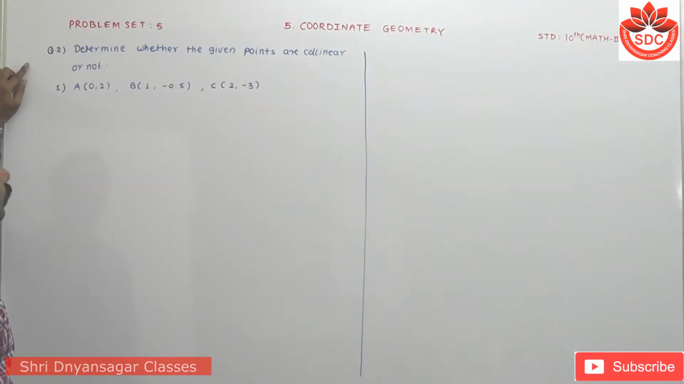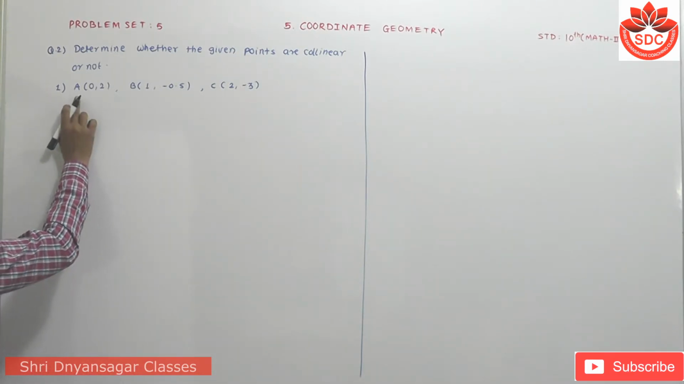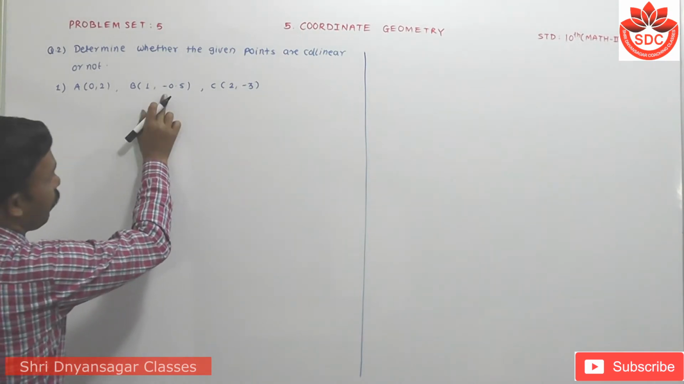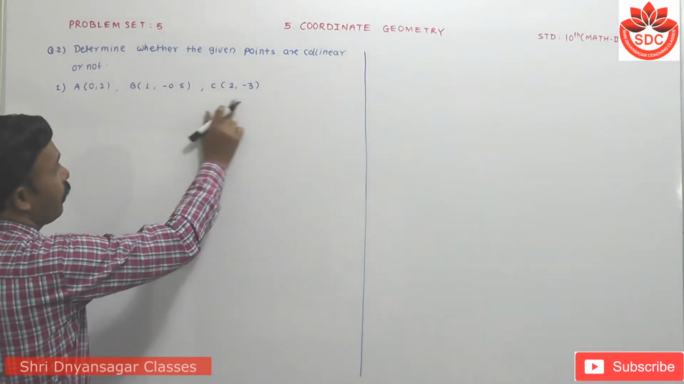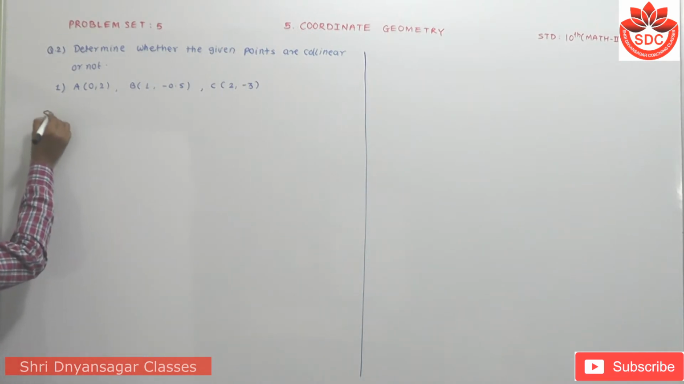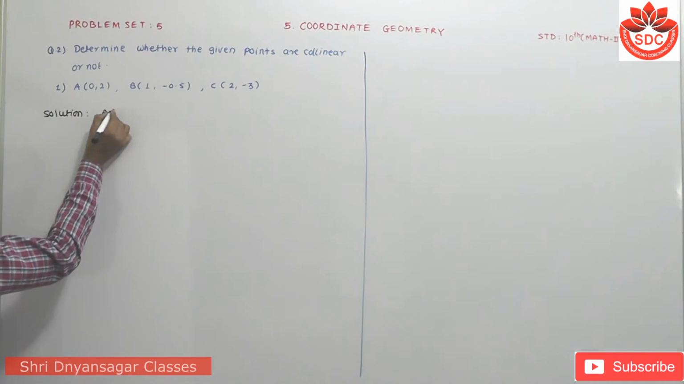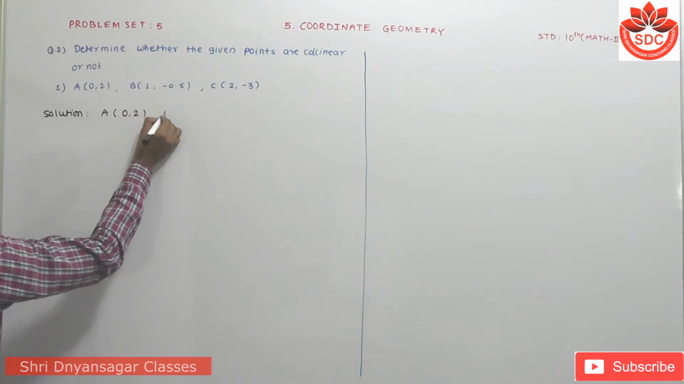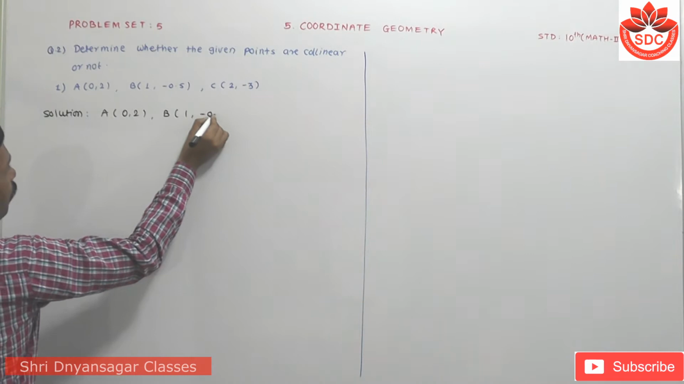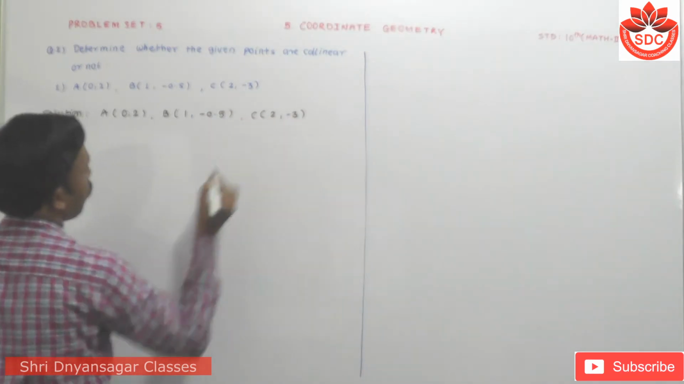Okay, now we take the next question. Question 2: determine whether the given points are collinear or not. The first one: A has coordinates (0, 2), B is (1, -0.5), and C is (2, -3). Students, its solution is very simple. Look carefully. A has coordinates (0, 2), B has coordinates (1, -0.5), and C has coordinates (2, -3).